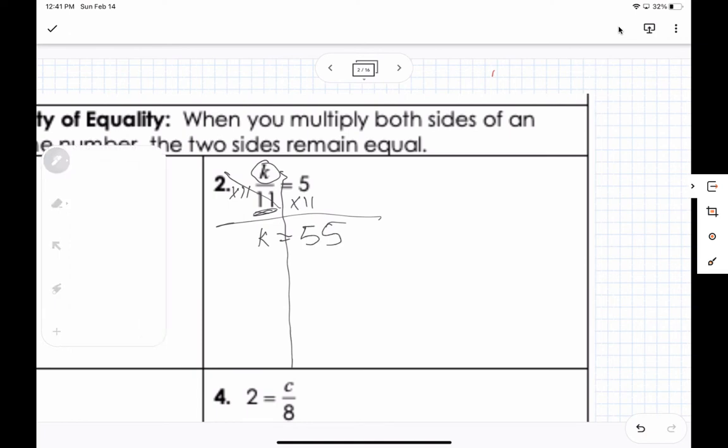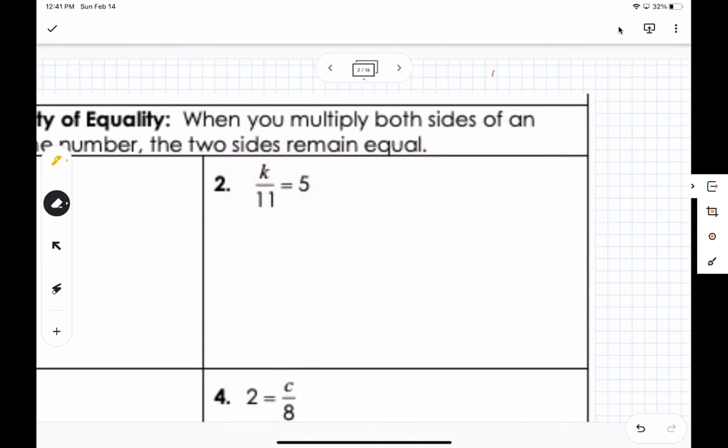I can check it. Notice I could always check my answer. You'll always know if you have it right. Just plug it in, substitute. 55 divided by 11 is 5. That checks out. All right. Let's let you try one.